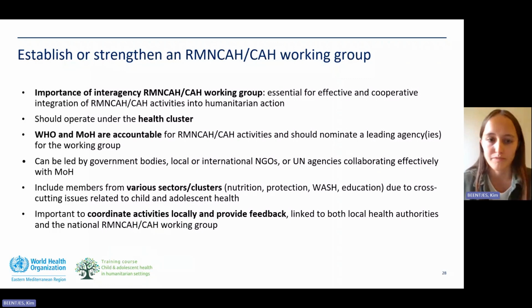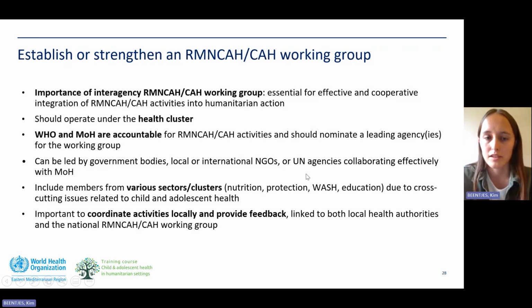the Ministry of Health. It can include members of various sectors because of cross-cutting issues related to child and adolescent health. So it can also include, for instance, nutrition or protection. And it's important to coordinate activities locally and provide feedback linking to both local health authorities and the national RMN-CAH working group.